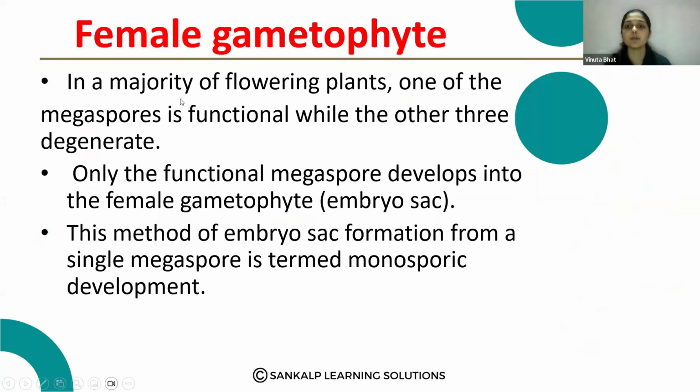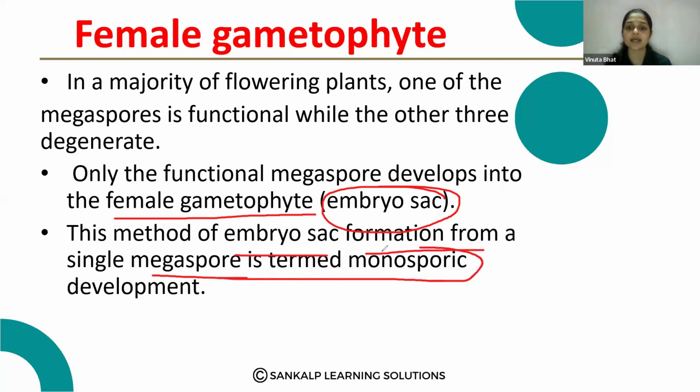So the functional megaspore, in a majority of the flowering plants, one of the megaspores is functional while the other three degenerate, right? The functional megaspore that develops into the female gametophyte is called the embryo sac. And this method of embryo sac formation from a single megaspore is termed monosporic development.